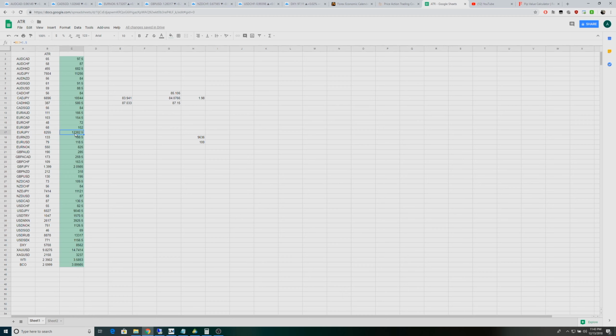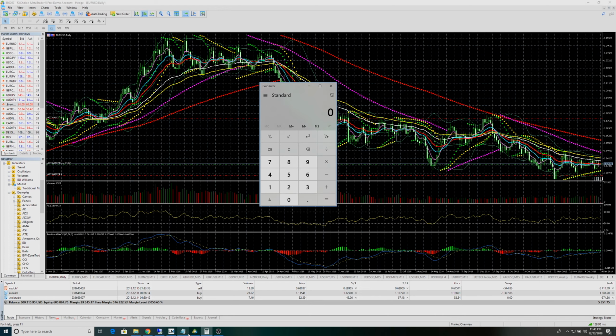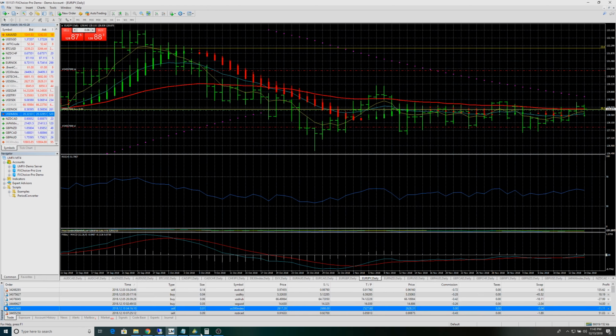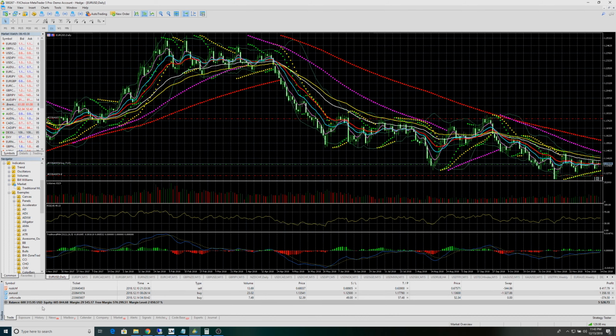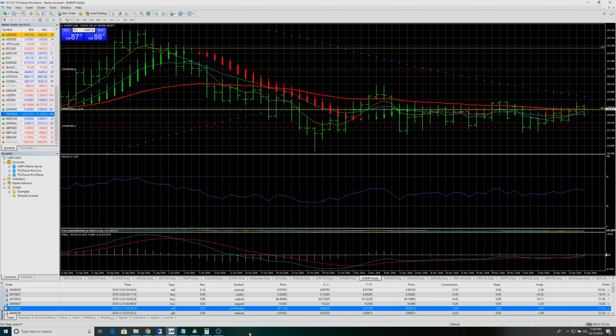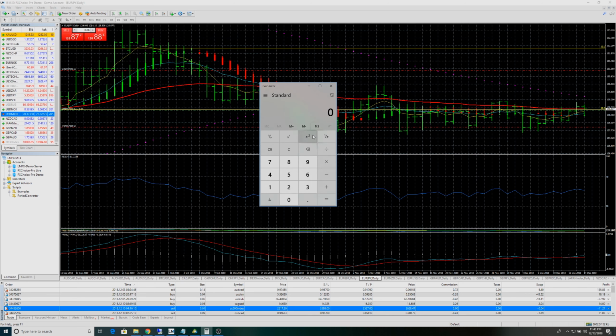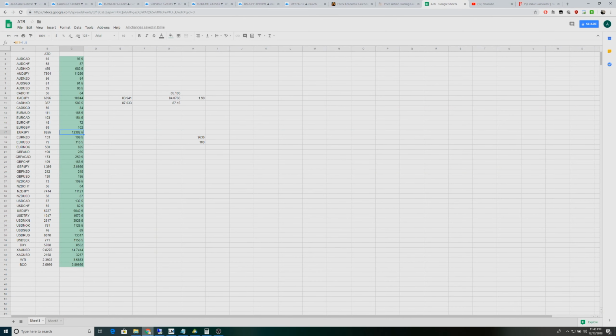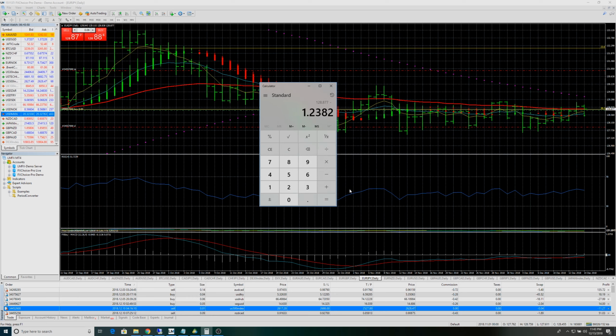So here, this actually comes out to 1.2382 on the daily time frame. This is a demo account as well, don't freak out. So our current price is 128.877. If we subtract 1.2382, this is our suggested stop.